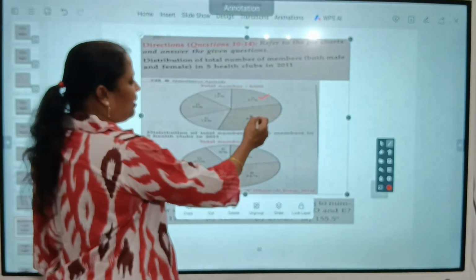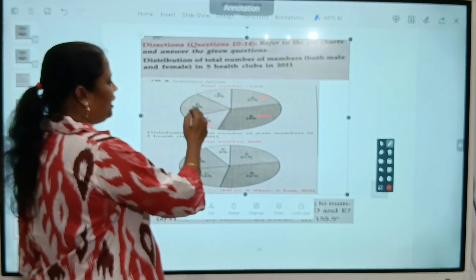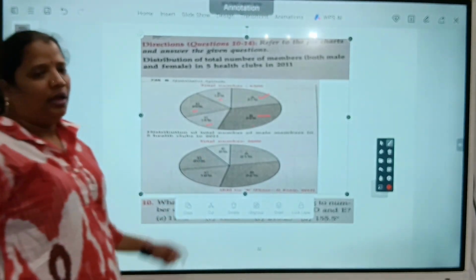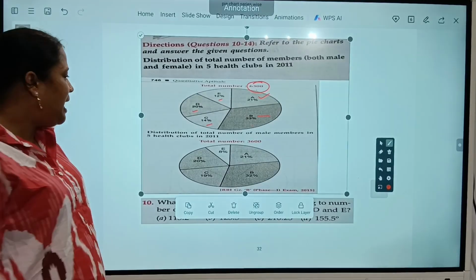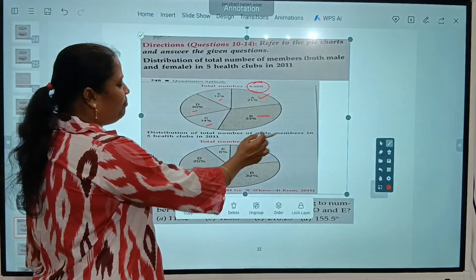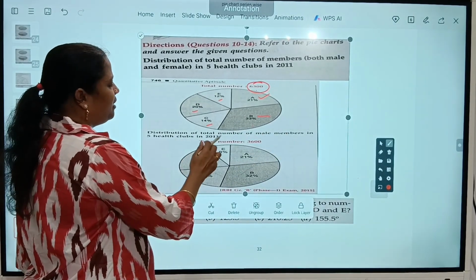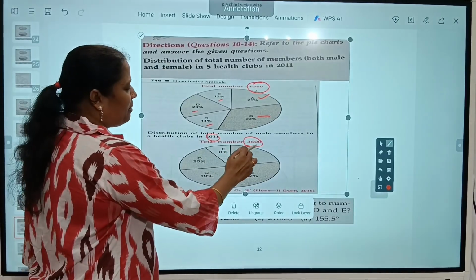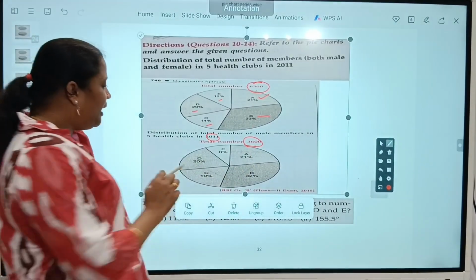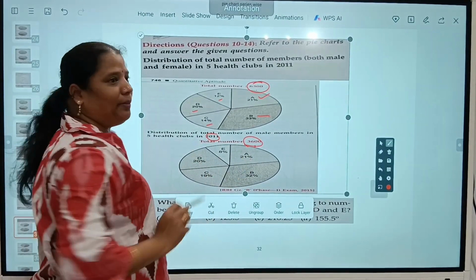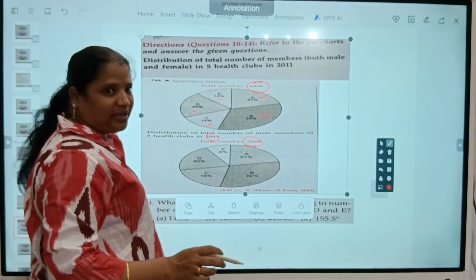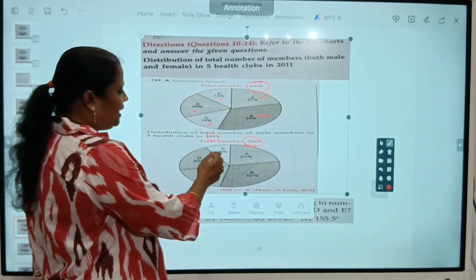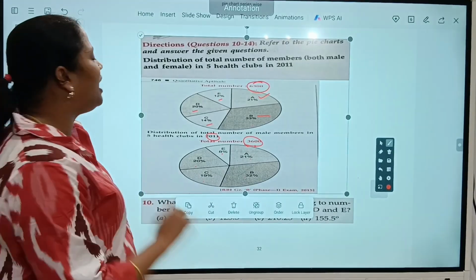A is given 21%, B 33, C 14, D 20, E 12, and total number of members are 6,300. And distribution of total number of male members in health clubs is given. That is male members is 4,600. In this, A is having 21% of male members, B is having 32%, C is having 19%, D is 20%, E is 8%. Okay, now what we have to do?